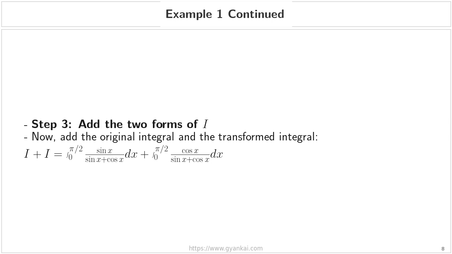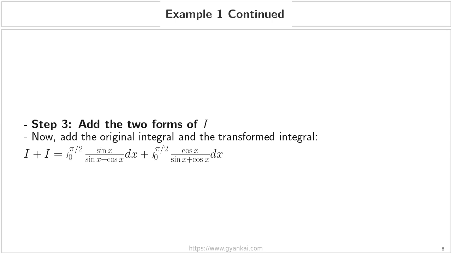Example 1 continued. Okay, let's move on to step 3. As we discussed in the previous slides, the key to solving these types of integrals using the reflection property is often to combine the original integral with the one we get after applying the property. So, what we're going to do now is add the two forms of I together. Remember, I represents our integral, the integral from 0 to pi over 2 of sine of x divided by sine of x plus cosine of x.